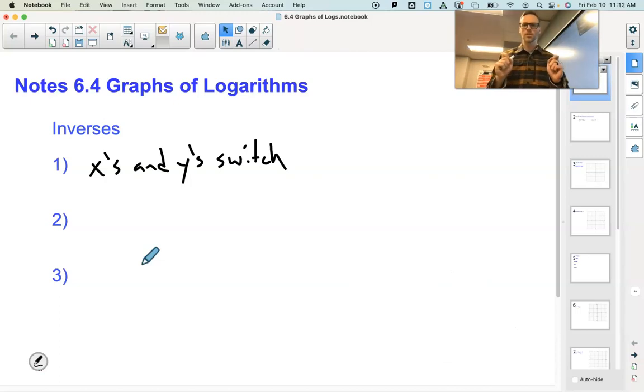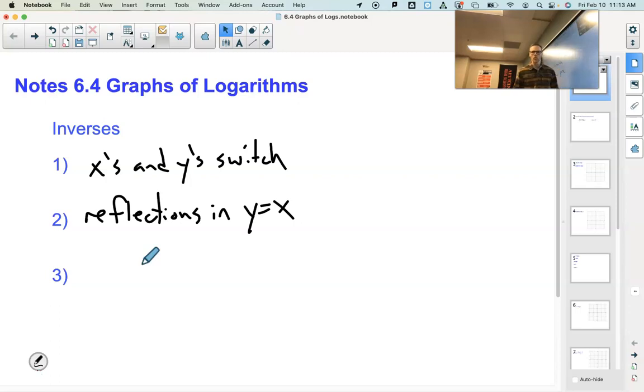Now, what happens to the graph, okay, if we take every point on a curve and we switch their x's and y's? Well, their graphs are reflections in the line y equals x. Okay, maybe you can picture that, how when we checked to make sure they're inverses by graphing both of them and checking, did it really look like they're reflections over the line y equals x?